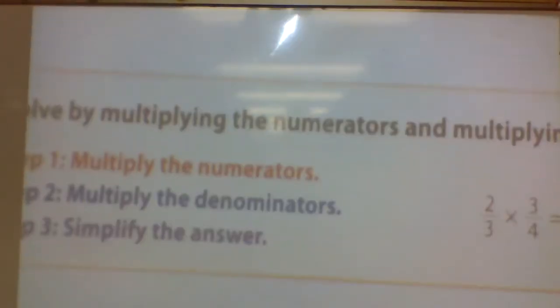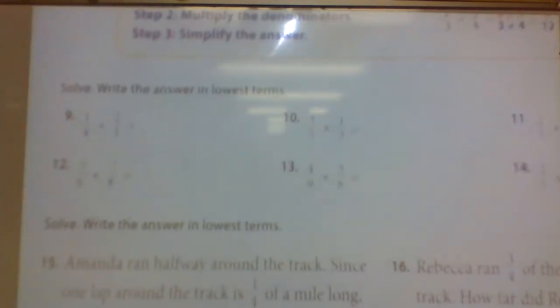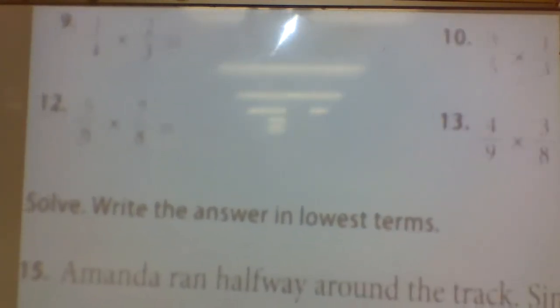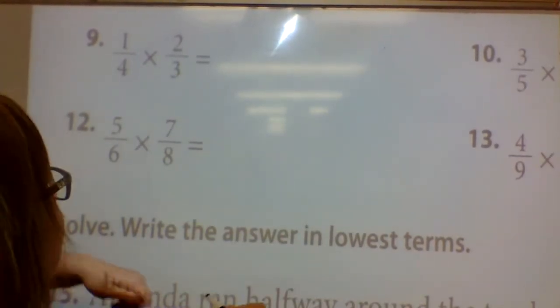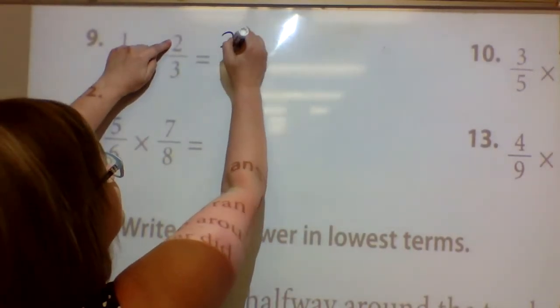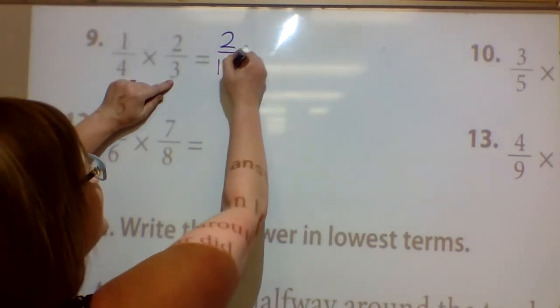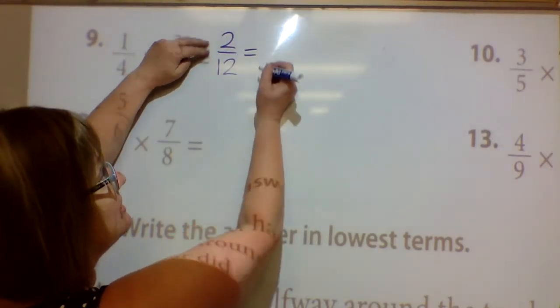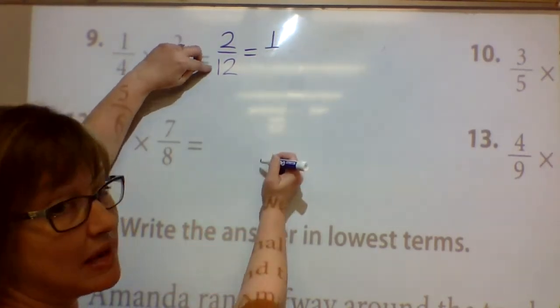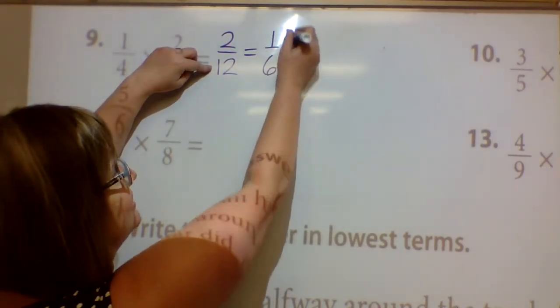All right, then on the back it says to solve by multiplying the numerators and multiplying the denominators. So we're back to the same thing that we've been doing. Okay, no pictures this time, just multiply across. So 1 times 2 is 2, 4 times 3 is 12. Both of those can be divided by 2 because they're both even numbers. 2 divided by 2 is 1. 12 divided by 2 is 6. So your answer is 1/6.